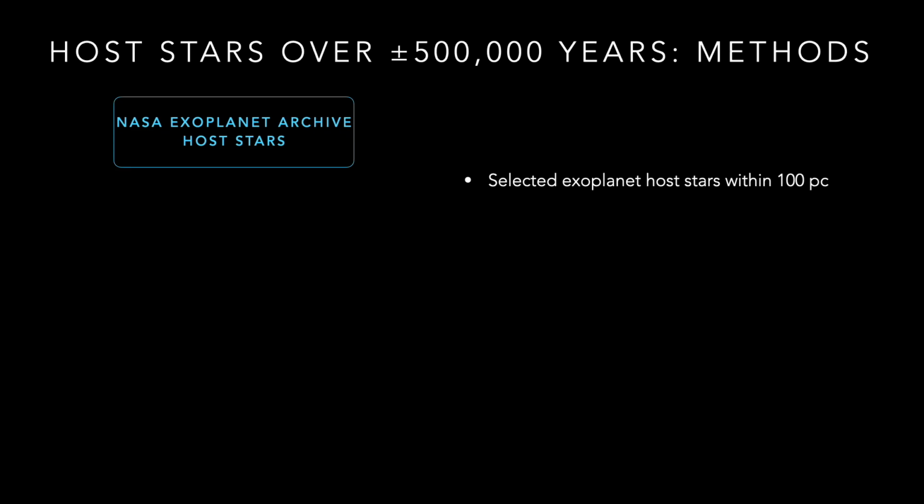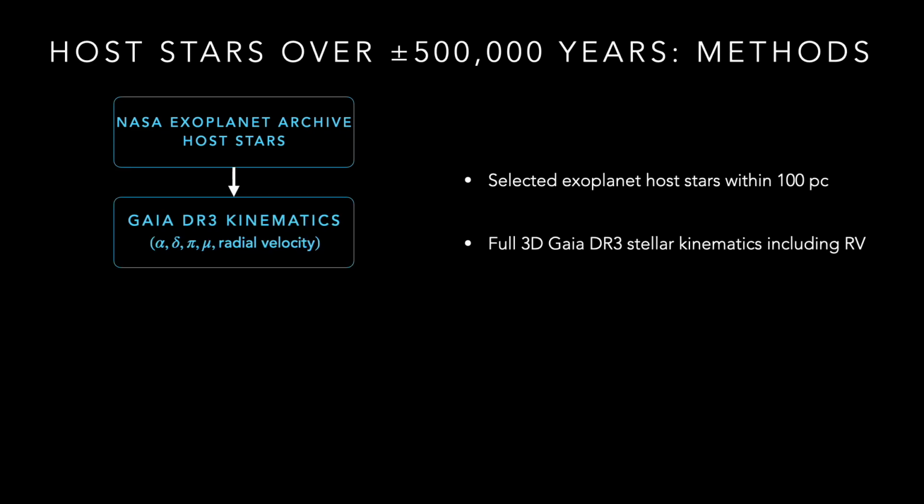First, I selected exoplanet host stars within 100 parsecs, which corresponds to the outer edges of our solar neighborhood, from the NASA Exoplanet Archive. Then, I matched these stars to their respective entries in the Gaia data and assigned them their Gaia positions, tangential velocities, and radial velocities.